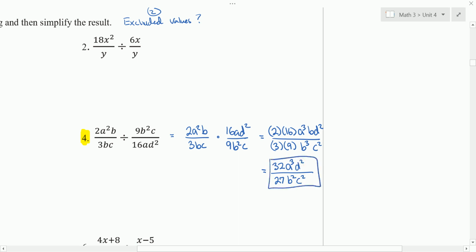For excluded values, if we look at the very original problem, b can't be 0, c can't be 0 for the first fraction. The second fraction, a can't be 0, and d squared can't be 0, which means d can't be 0. And then if you look at the next stage, 9b squared is also a denominator, so b can't be 0, c can't be 0, but we already said that, and so those are your excluded values.